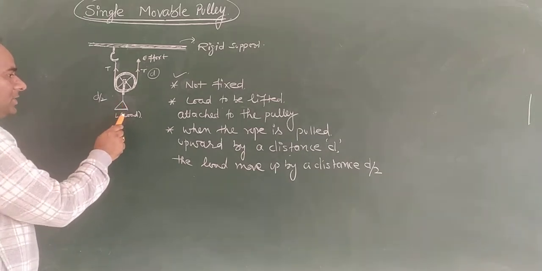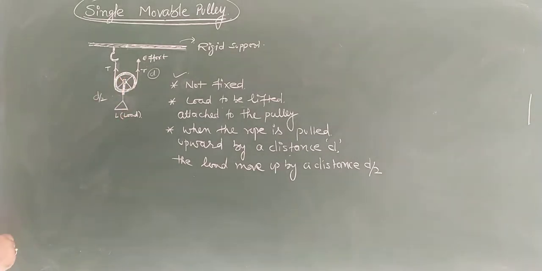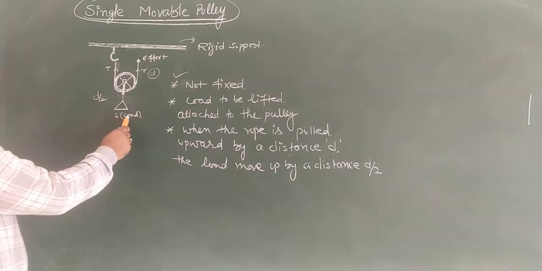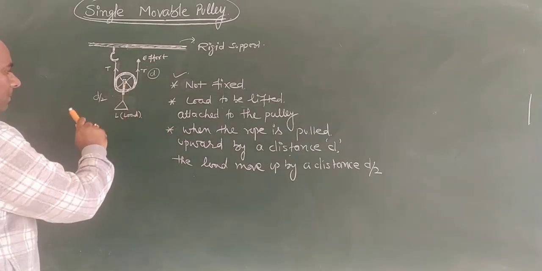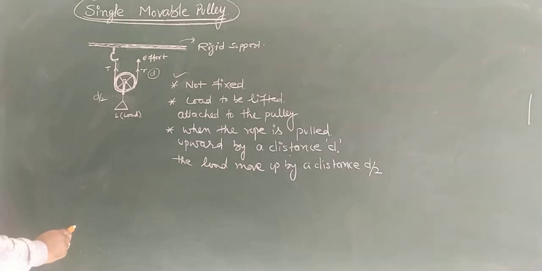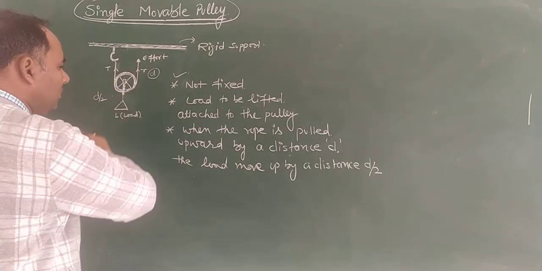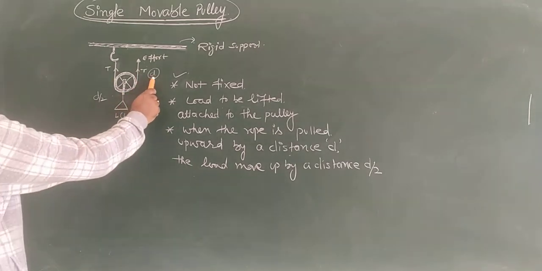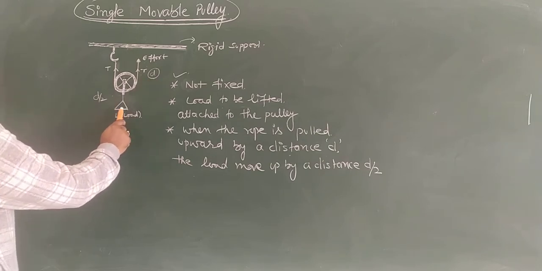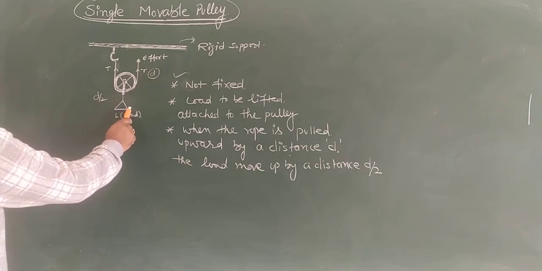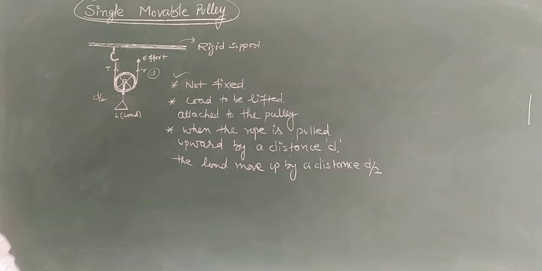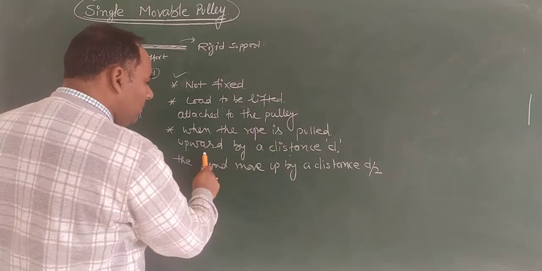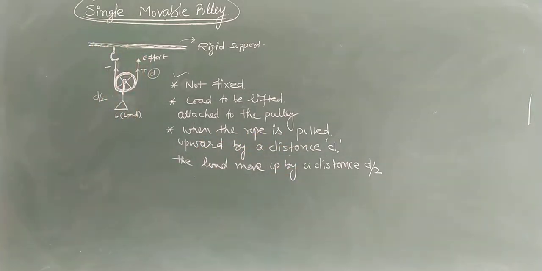Second, the load is attached to the pulley. So here the load to be lifted is attached to the pulley. Third, when the rope is pulled upward by a distance d, in that case the load moves upward by a distance d by 2. So when the rope is pulled upward by a distance d, the load moves up by a distance d by 2.